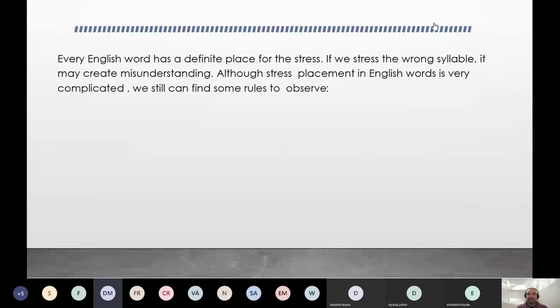Okay. Every English word has a definite place for the stress. If we stress the wrong syllable, it may create misunderstanding. Although stress placement in English word is very complicated, we still can find some rules to observe.